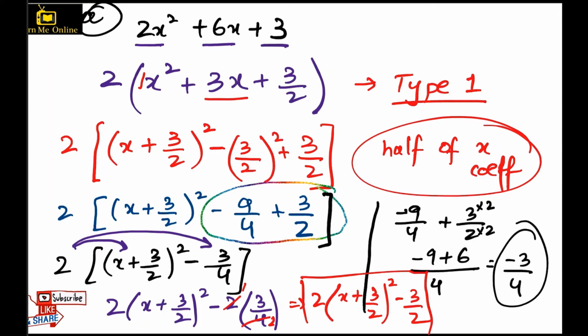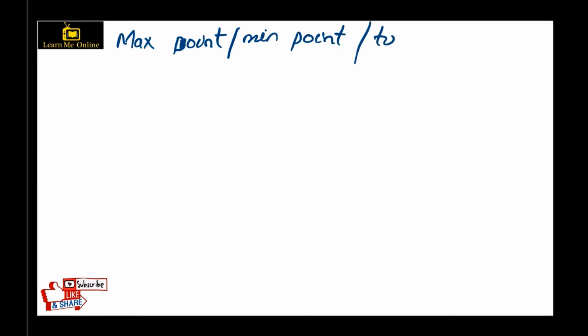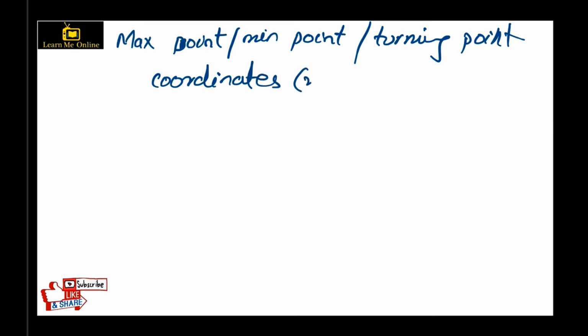I'm going to show you now with the next example, but before we go on to the next example, as I said, sometimes they can ask to find out the maximum point, or they can use the word the minimum point, or find out the turning point coordinates. So to find out the turning point coordinates, first of all, repeating that coordinates means having the x value as well as the y value. So we would be looking for something in terms of x and y.